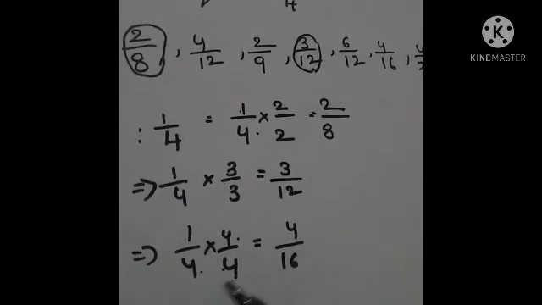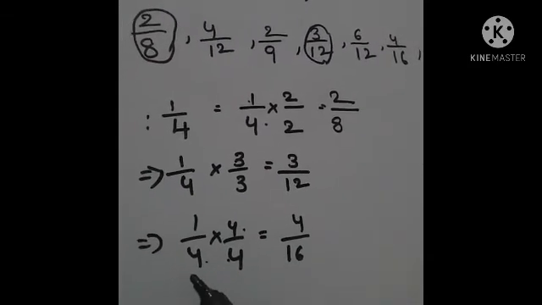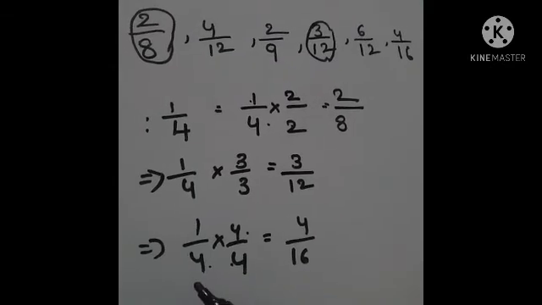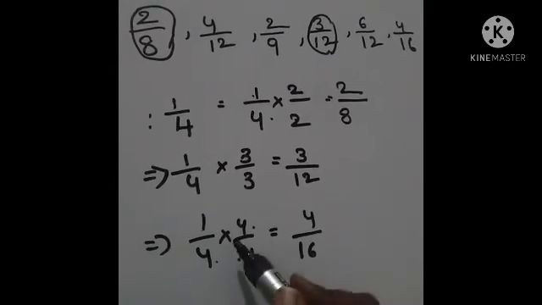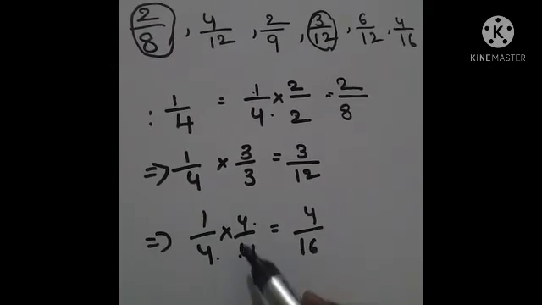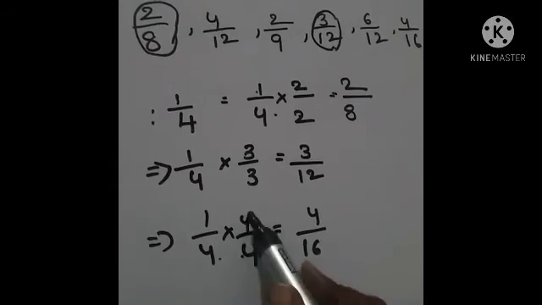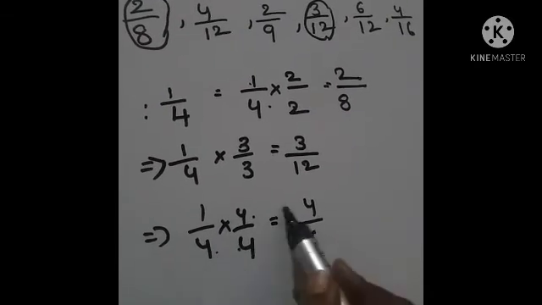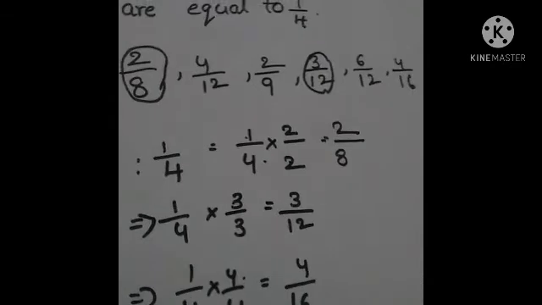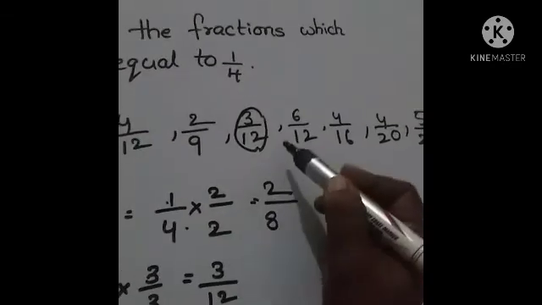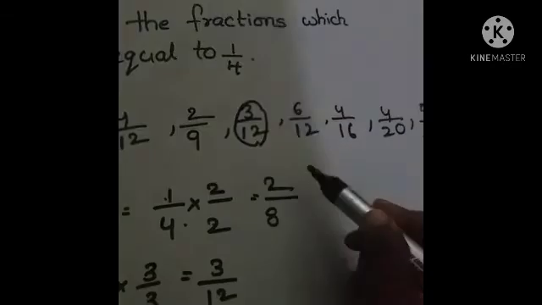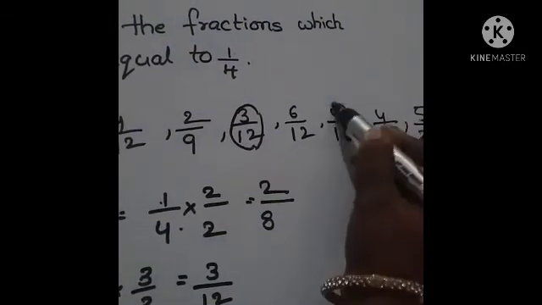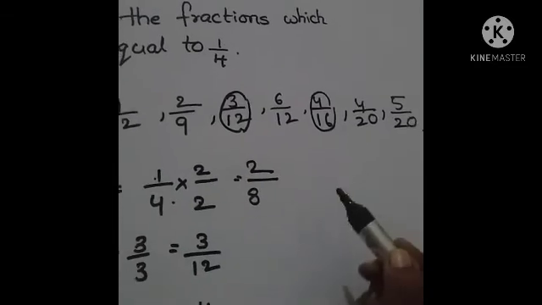Remember this, Nana. When we want an equivalent fraction, we have to multiply the numerator and denominator by the same number. 4 1s are 4, 4 4s are 16. Is 4 by 16 among the given fractions? Yes, circle it, 4 by 16.